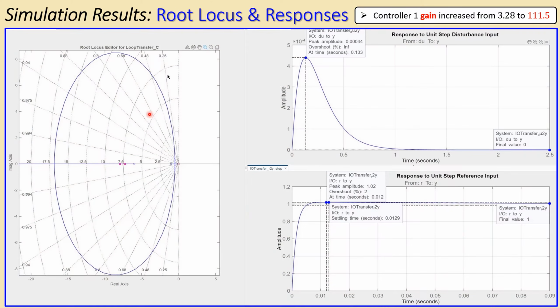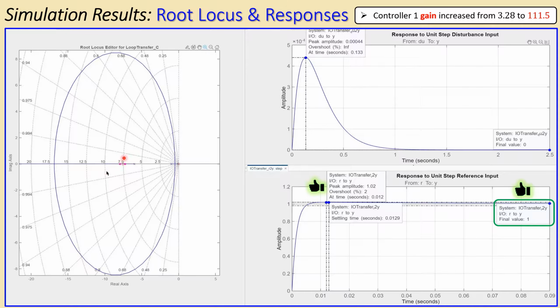Now let's see what the results are. So the root locus again and also the response. This is now the root locus plot. You can see it has changed. The poles are now moved all the way here, and both are real. And this is the response. Let's first start with the unit step response for the reference. Again, the steady state value is 1. That's exactly okay. You can see also the overshoot is 2%.